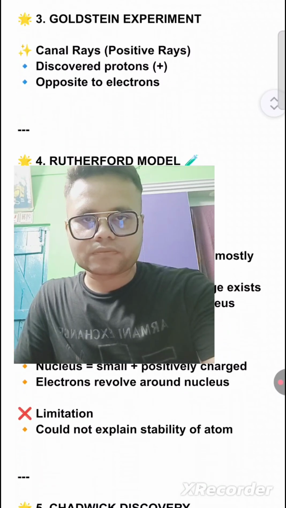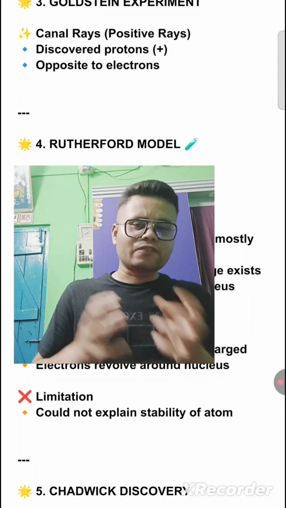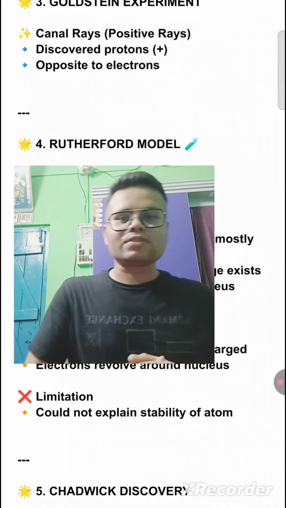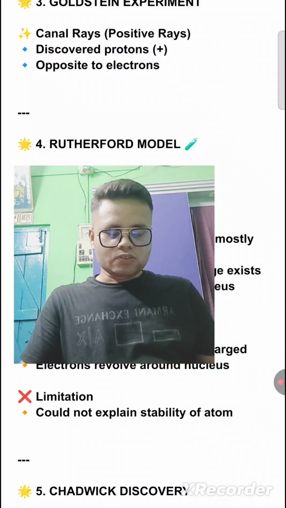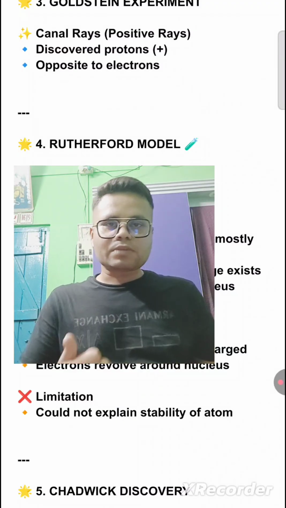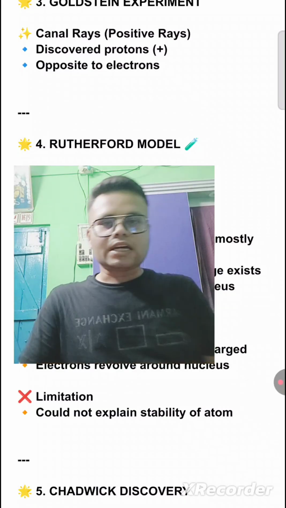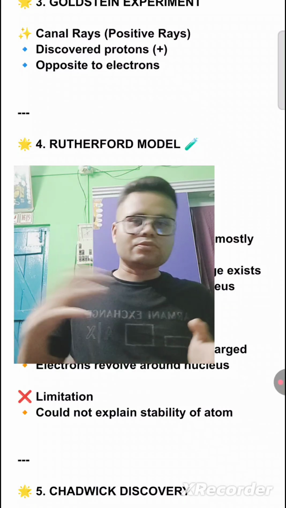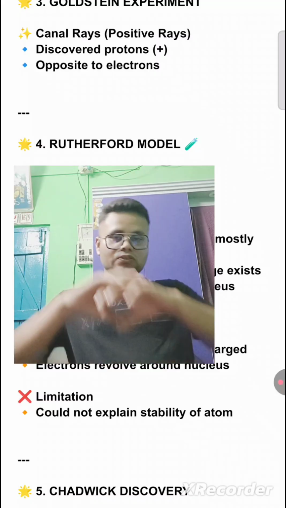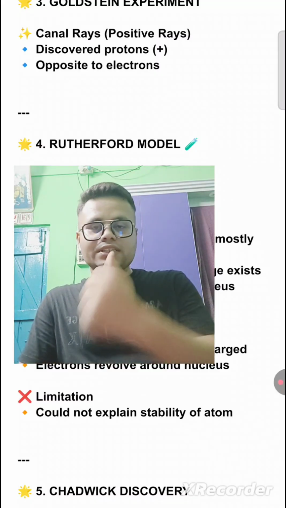Next, the Goldstein experiment. How did this happen? The canal rays, which are positive rays, led to the discovery of protons, denoted by plus, and these are opposite to the electrons. So these all come under the Goldstein experiment.